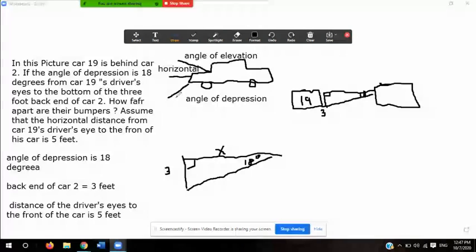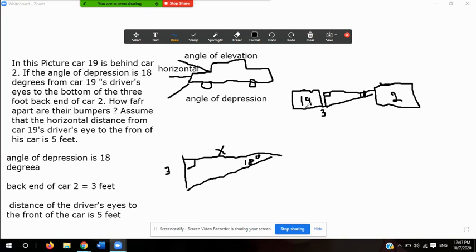Now, this story problem, just like all story problems, has some information. The first thing they're telling us is the angle of depression. Here, I drew car 19 behind car number 2, and the angle of depression is 18 degrees. The back end of car 2, which I labeled as box 2 because it doesn't really look like a car, is 3 feet. And the distance from the driver's eye to the front of car 19 is 5 feet.